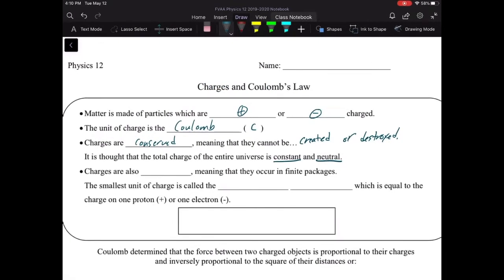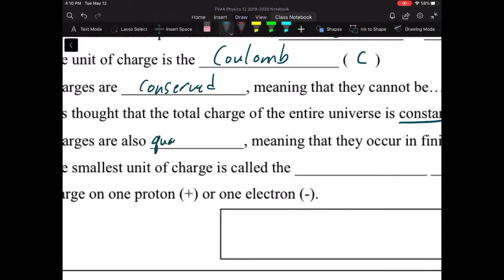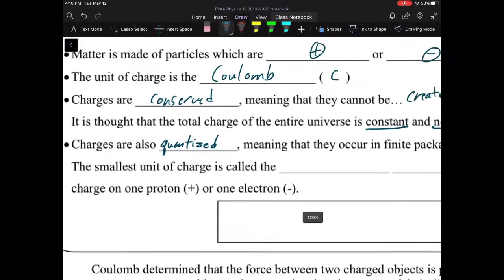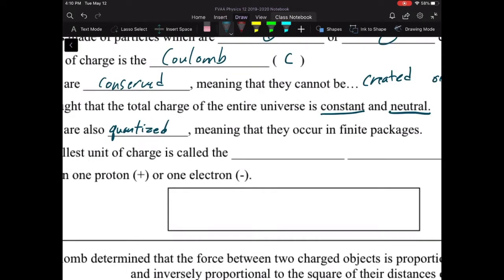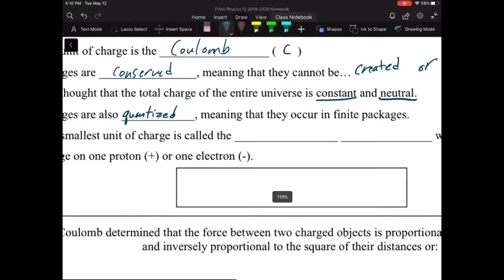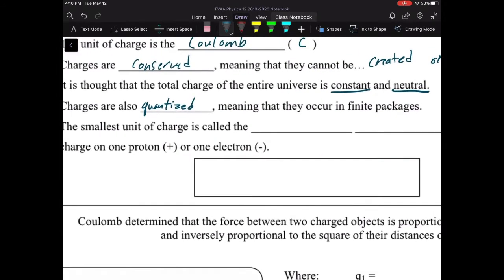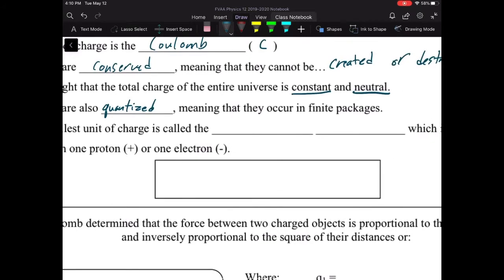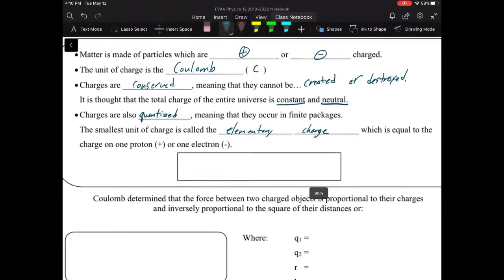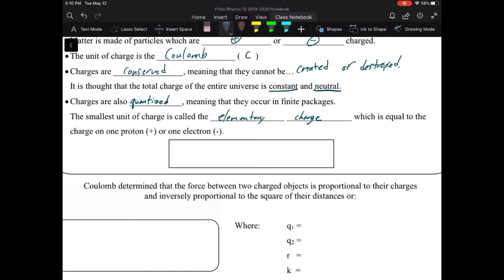Charges are also quantized, which just means that they occur in finite packages, so they're measurable, and also we kind of group them. The smallest unit of charge is called the elementary charge, which is equal to the charge of one proton or one electron. And just the fact that the charge of one proton is equal but opposite to the one electron is so fundamental to the universe. Even though it's such a simple thing, it's a big deal, right?